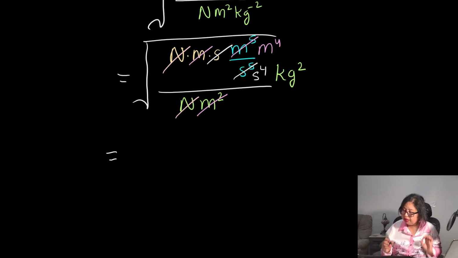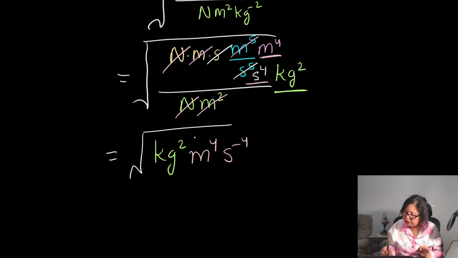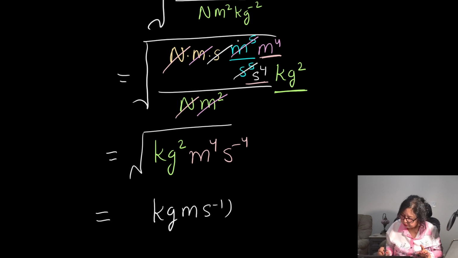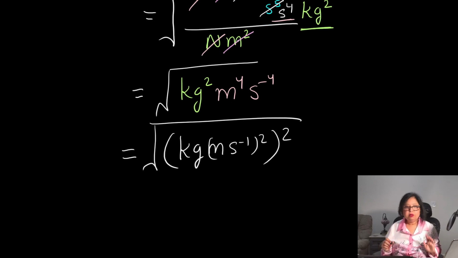So what am I left with? I am left with kilogram squared times this meter to the power 4 times s to the power minus 4. And let's put it under the square root symbol. Now I'm going to write just one color now. Just simple algebra, right? So what does this give me?